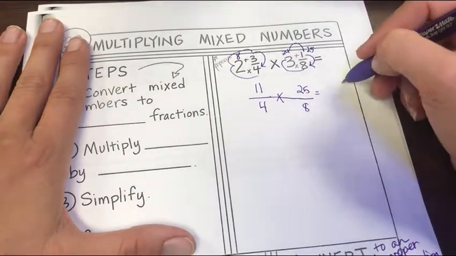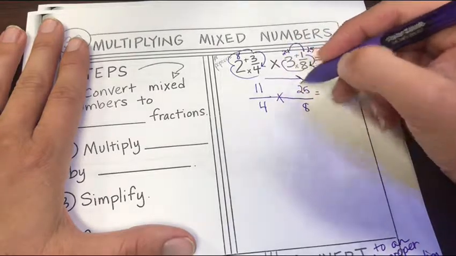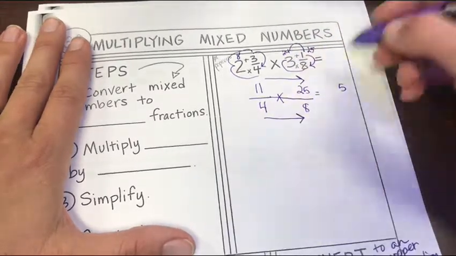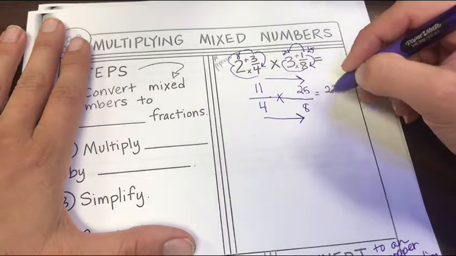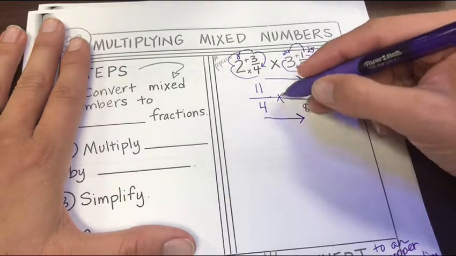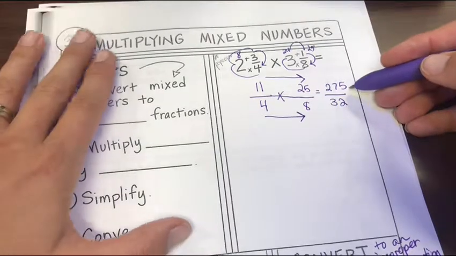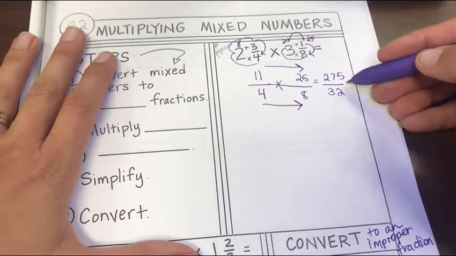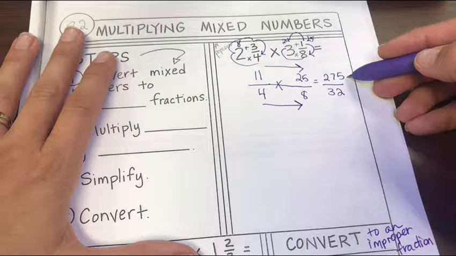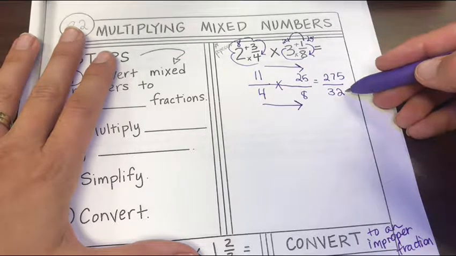So when we multiply tops times tops, just like yesterday, and bottoms times bottoms, we get 275. 4 times 8 is 32. Now this is an improper fraction, and this is not really how we talk. This is not how our brain works. We can't picture 275 32nds very easily in our head.